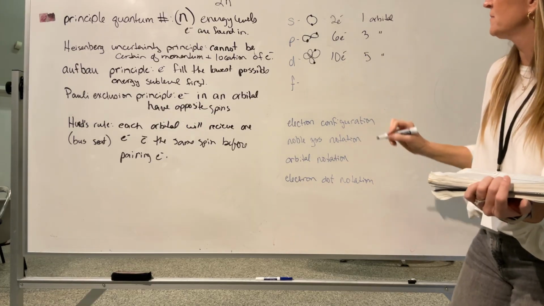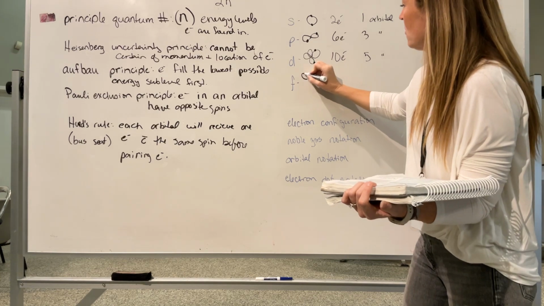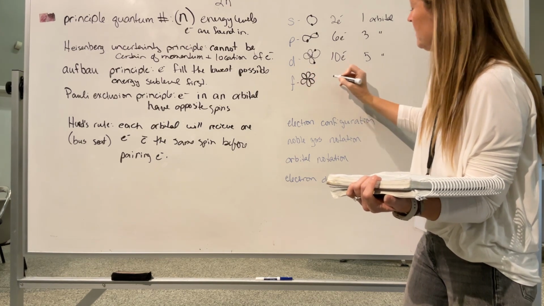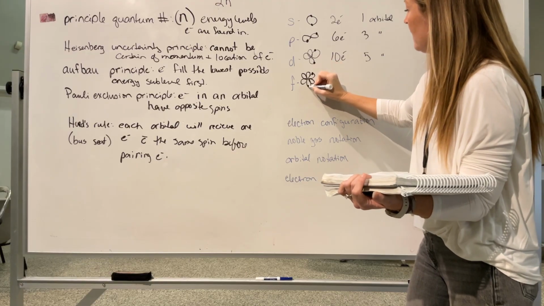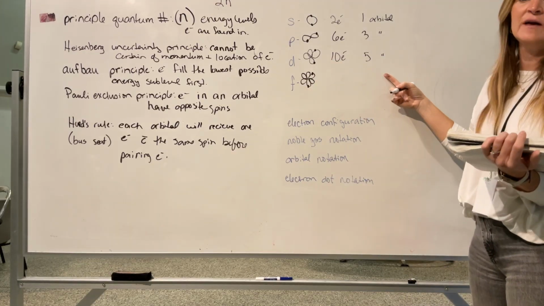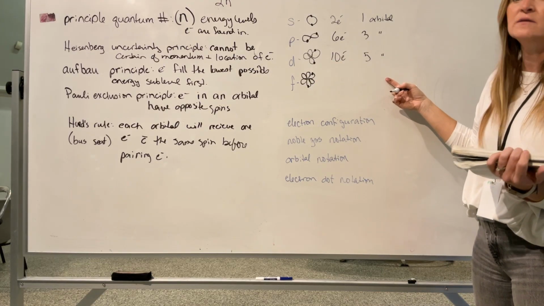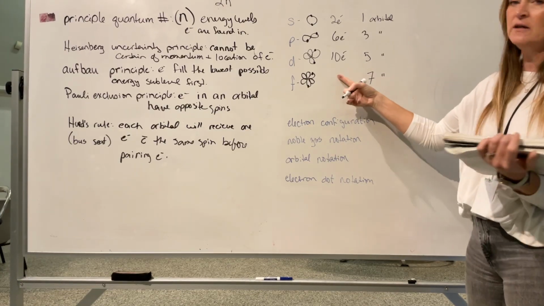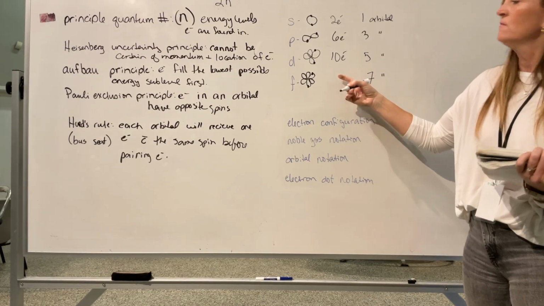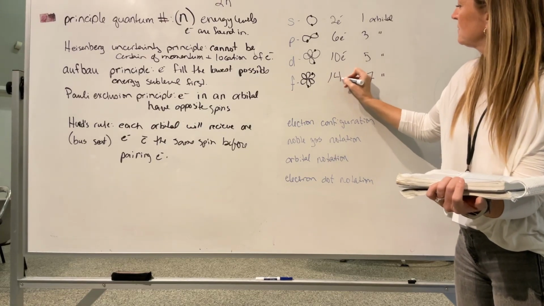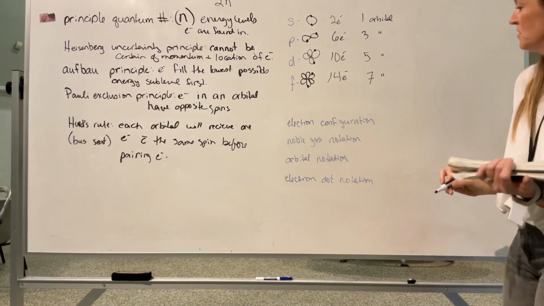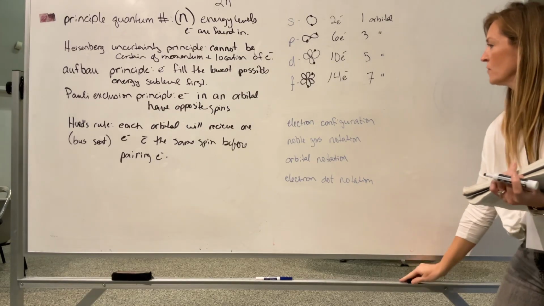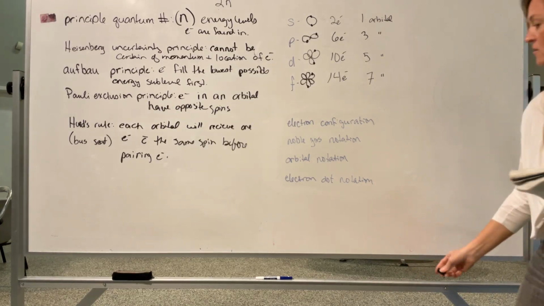Okay, so F, what is my shape? Flower. And how many orbitals are in the F sublevel? 7. So how many electrons can fit? 14. Yes. Perfect. All right. That is our review.